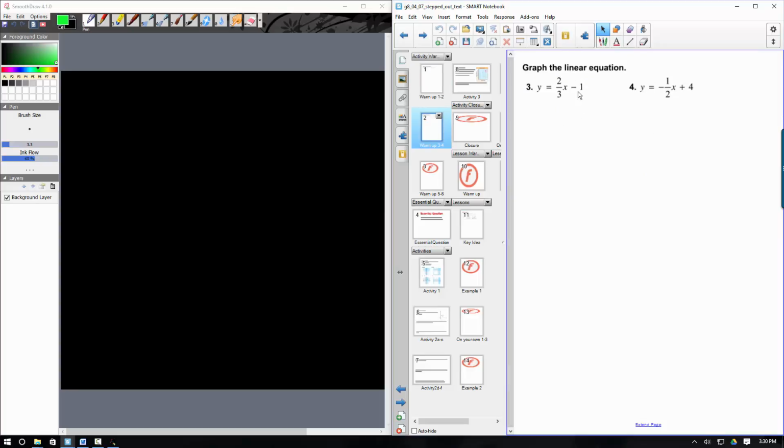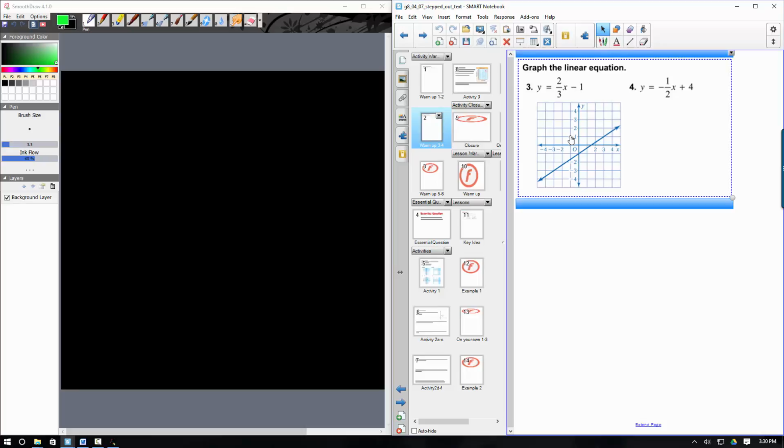It says now graph these as well. So again, now I'm going to start at -1 on my y-axis, so 0, -1. And then I'll go up 2 over 3. So it started at 0, -1, up 2 over 3. Or I could go down 2 and to the left 3.